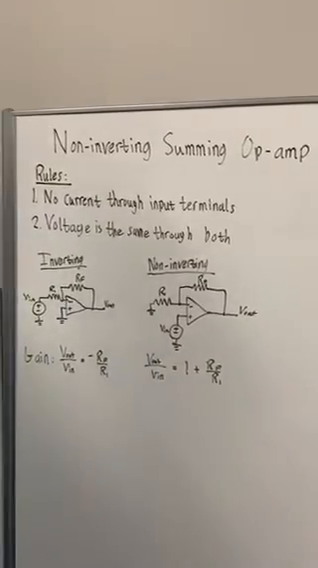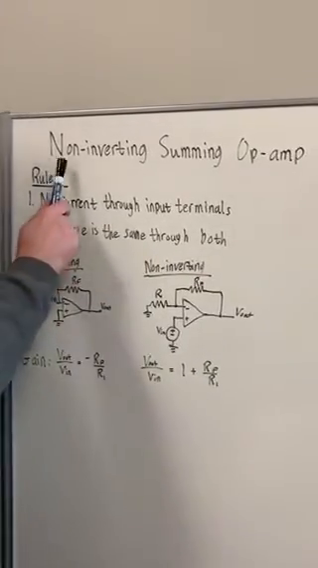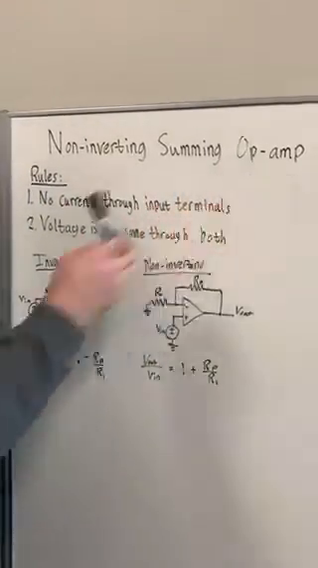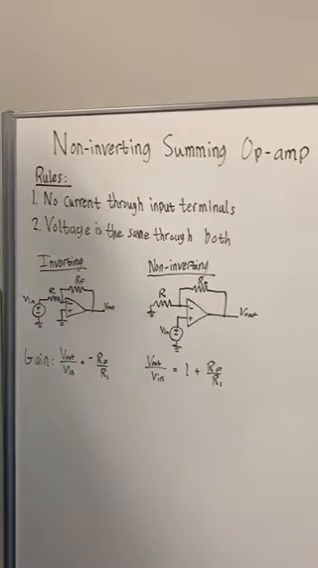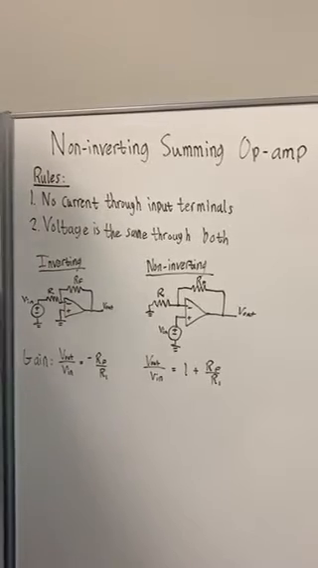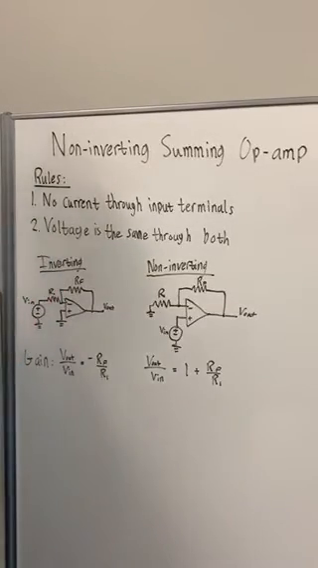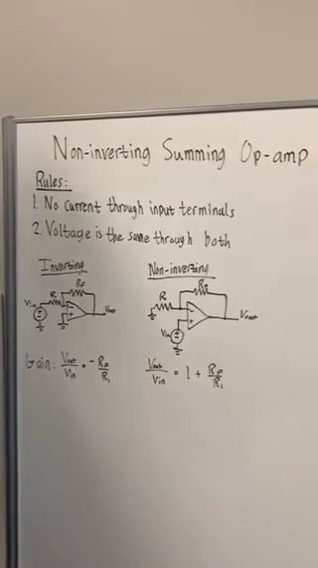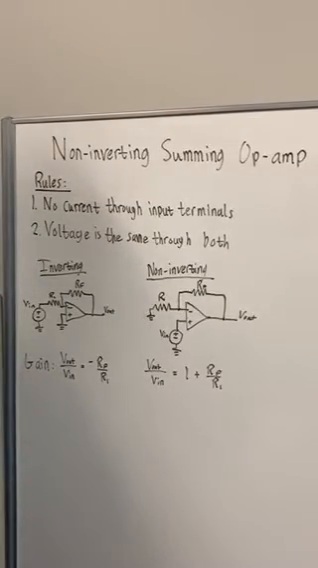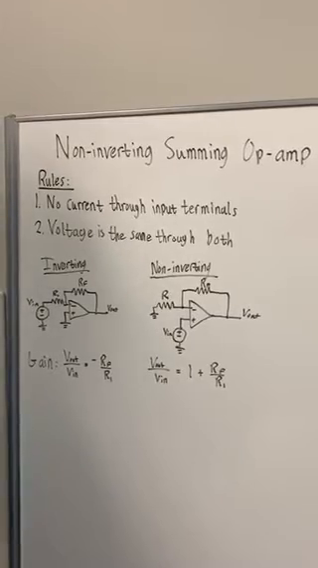Hi, I'm Austen Kaul, and today we'll be covering a non-inverting summing op-amp. First, we need to clarify the rules of an ideal op-amp. The first rule is that there is no current through the input terminals. The second rule is that voltage is the same through both of the input terminals.